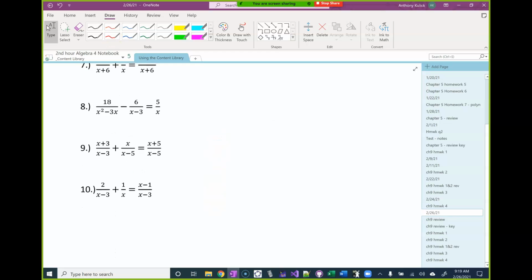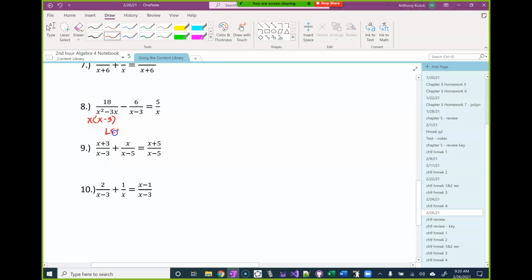All right. So, first thing I do when I look at a problem like number 8 is I recognize it's not a proportion, so I cannot cross multiply. What I'd want to do is start by clearing fractions. Before I can clear fractions, I have to make sure I've factored. There's one piece in here that can factor, the x squared minus 3x. I can take out a greatest common factor of x.